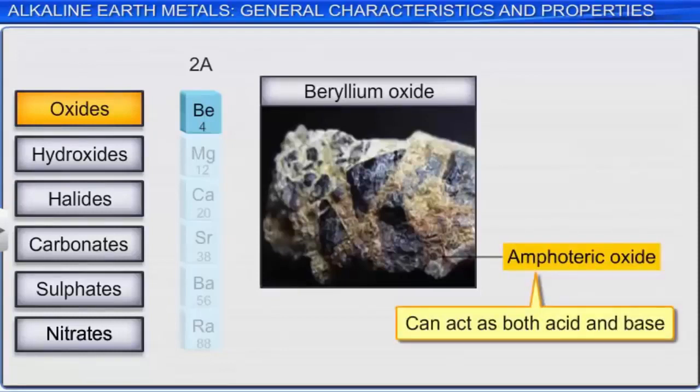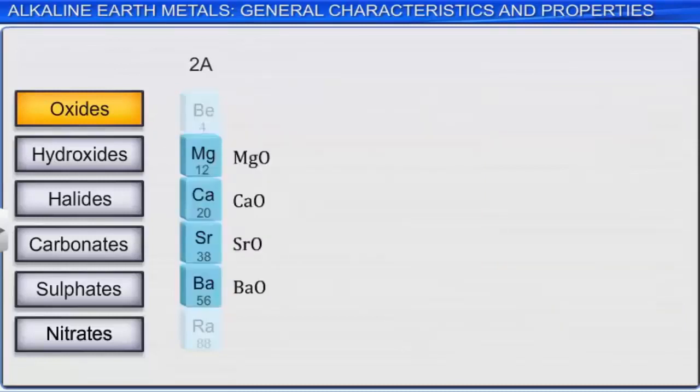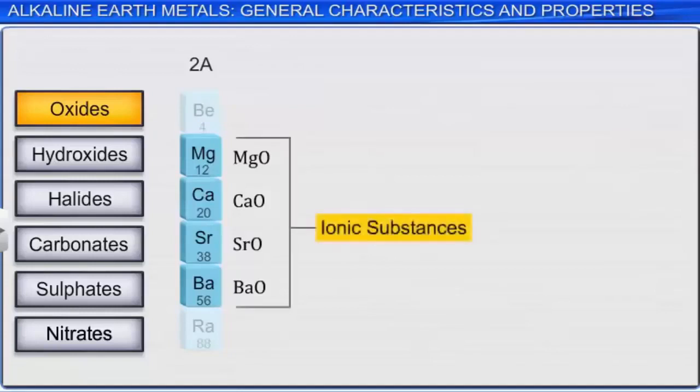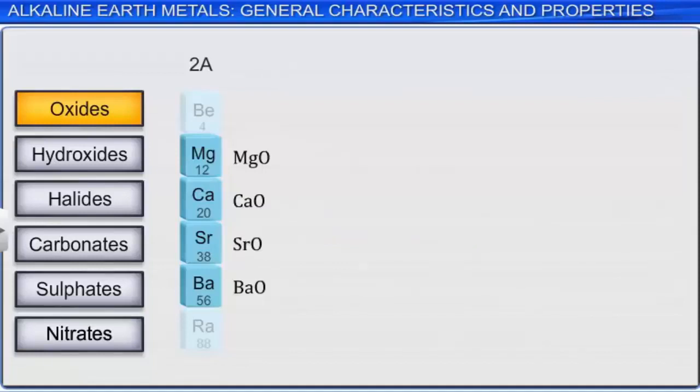The other group 2 metal oxides are essentially ionic substances, and the basic nature of oxides increases from magnesium to barium. With the exception of beryllium oxide, the group 2 metal oxides are basic anhydrides.